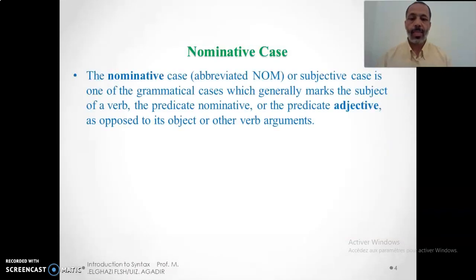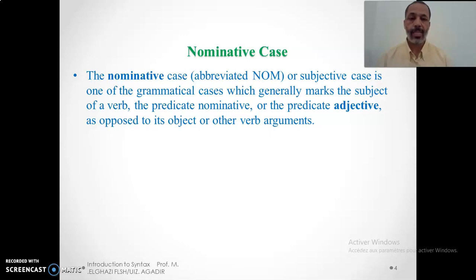Now we move to explaining each kind of case that exists in English, and we start with the nominative case. The nominative case, abbreviated as nom, or also called subjective case, is one of the grammatical cases which generally marks the subject of a verb, the predicate nominative, or the predicate adjective. I'm sure you are familiar with what is a predicate nominative and what is a predicate adjective. You have seen this in the course of Grammar 3, as opposed to its object or other verb arguments.